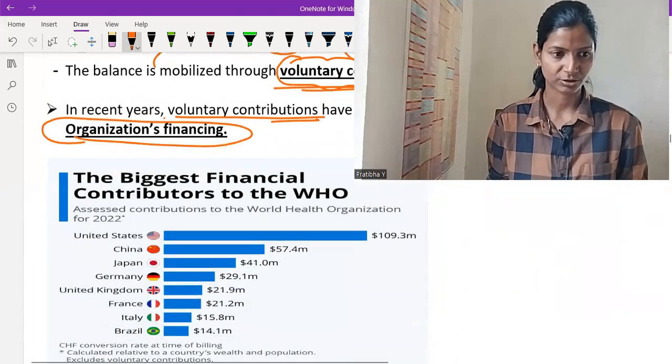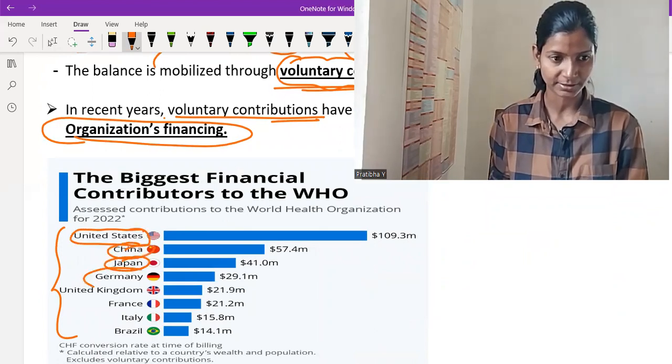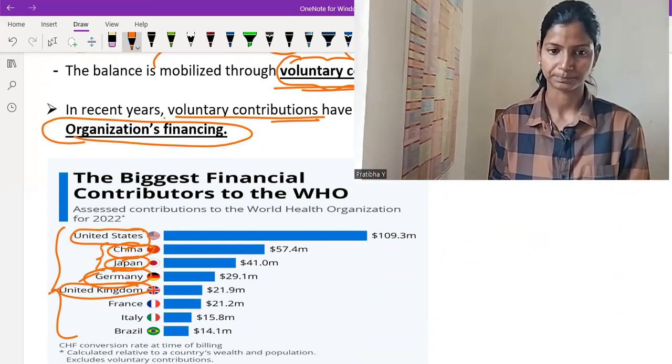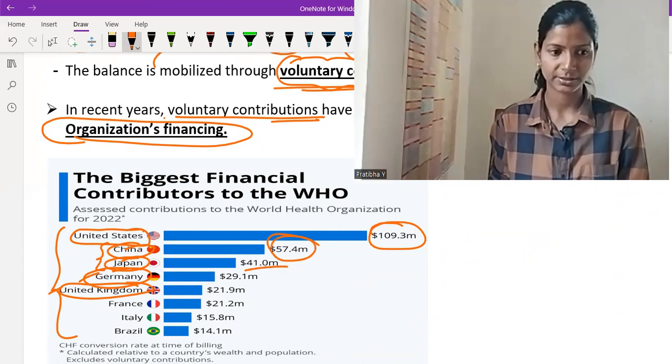So this is a picture of countries giving SS contributions. The United States tops the list, then China, then Japan, then Germany, then UK. That means USA, China, Japan are the top three, then Germany and UK. USA is at the top, China almost half, then Japan, Germany and UK.